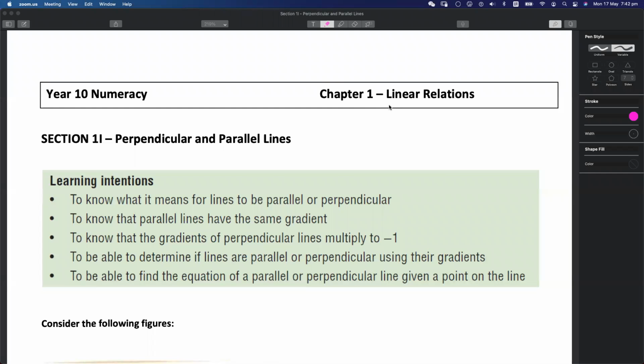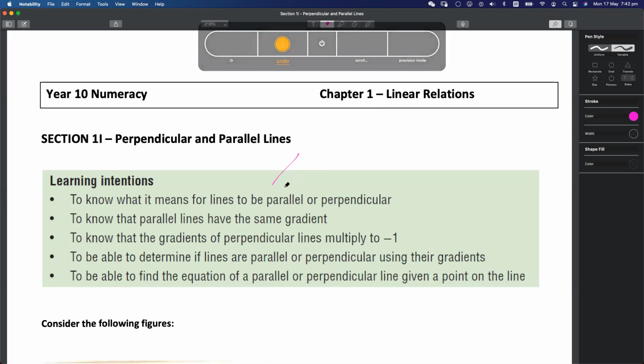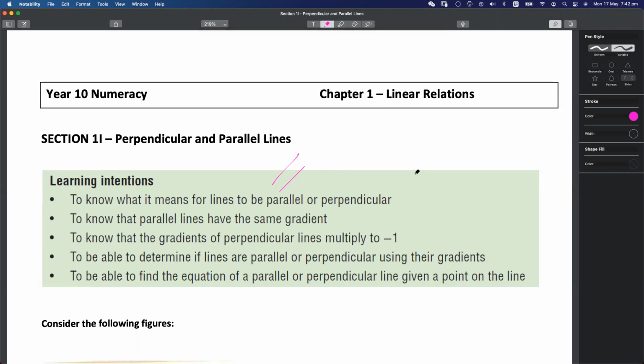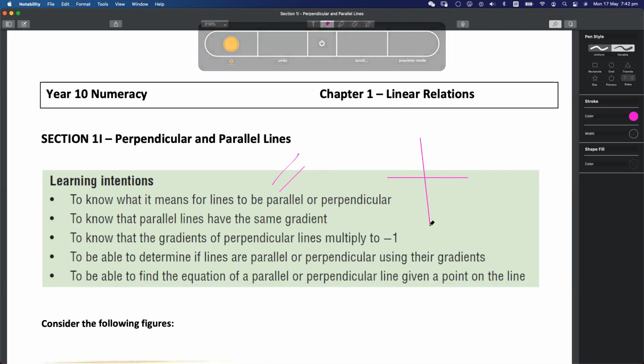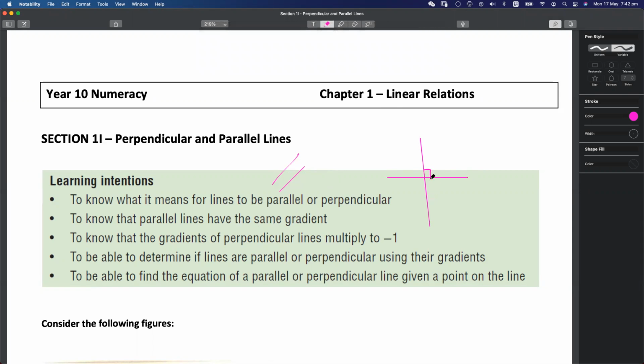Hi guys, today we'll be looking at section 1I, perpendicular and parallel lines. Learning intentions: to know what it means for lines to be parallel or perpendicular. Parallel means two lines are never crossing each other. And perpendicular means two lines form a right angle, 90 degrees.